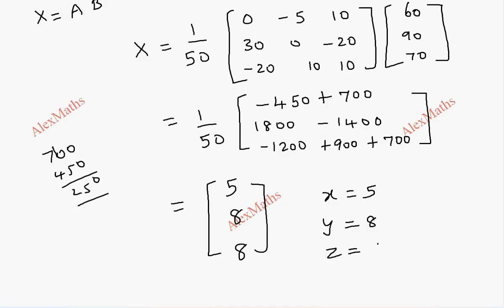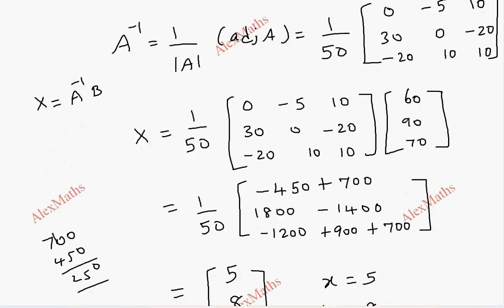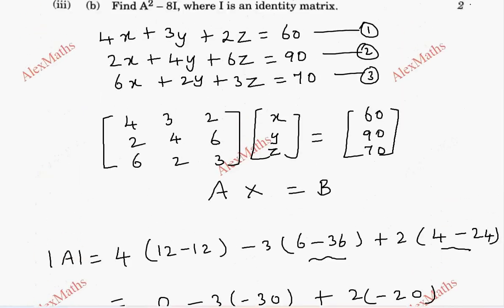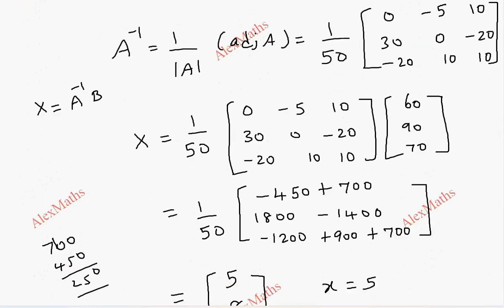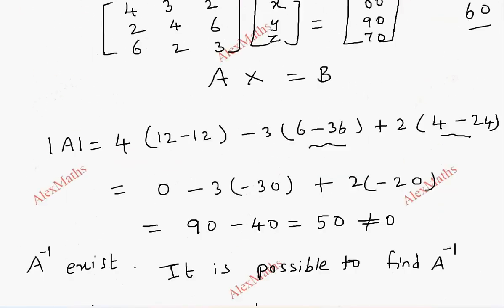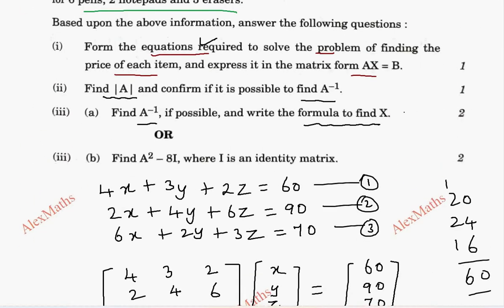So these are the x, y, z values. I'll just cross check whether this is right or not by using it in any of the equations. So 4 into 5, 20, 3 into 8, 24, 2 into 8, 16. So this is 60. So first equation is satisfied. It means my A inverse is right and the solution is also right. Anyway, they did not ask for the solution, but I just found it to confirm whether the A inverse is correct.